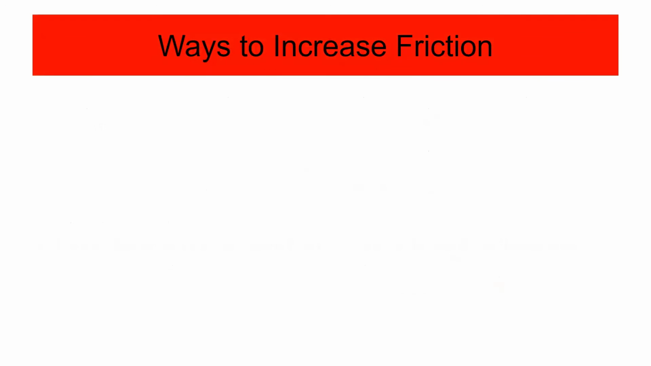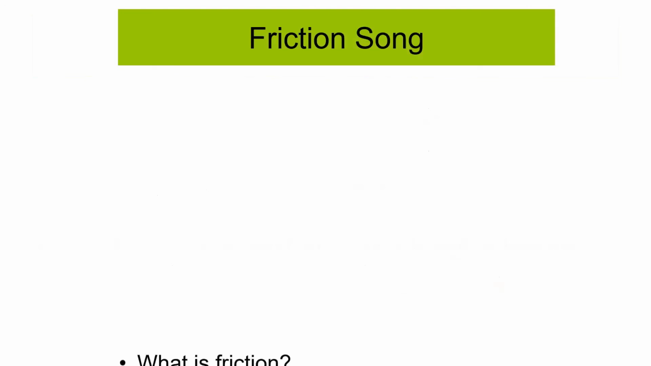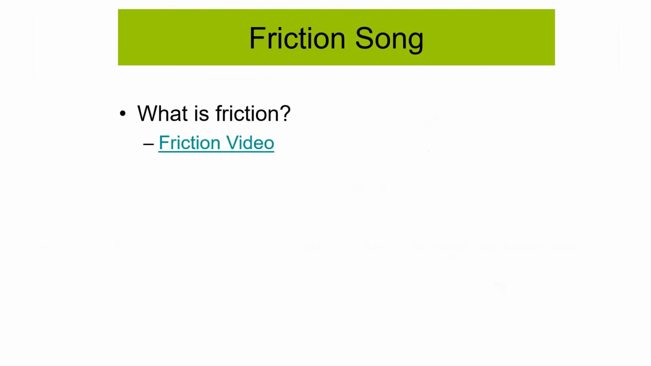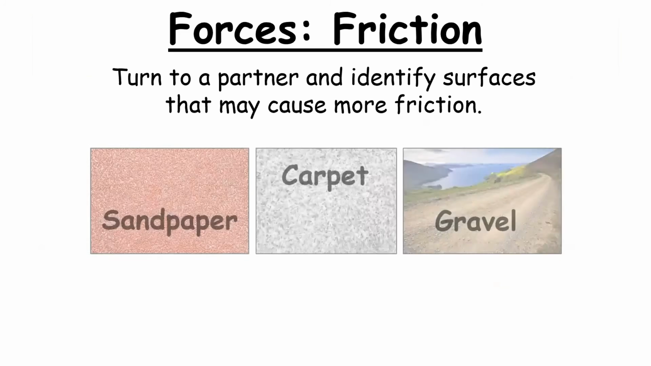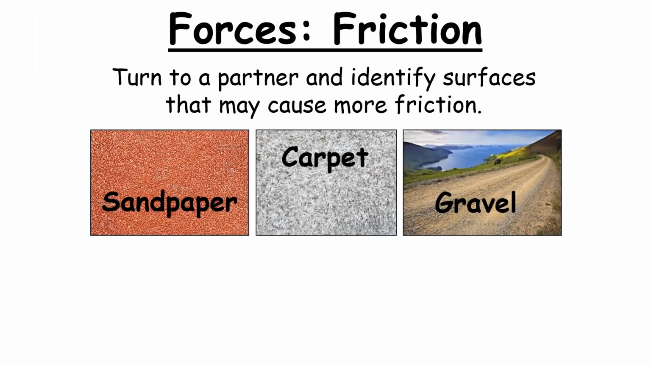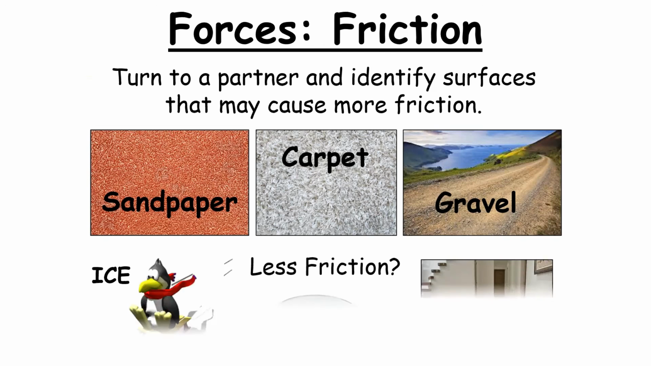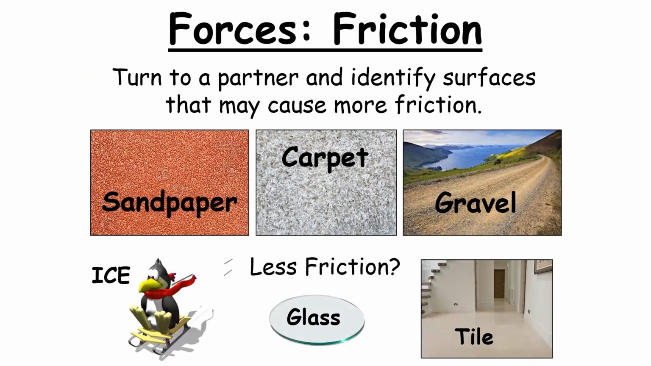So what is friction again? Turn to a partner and identify surfaces that may cause more friction. Sandpaper, carpet, and gravel can cause more friction. Lesser friction is, for example, when you do ice skating, or inside your house, where the floors are tiles and glass.